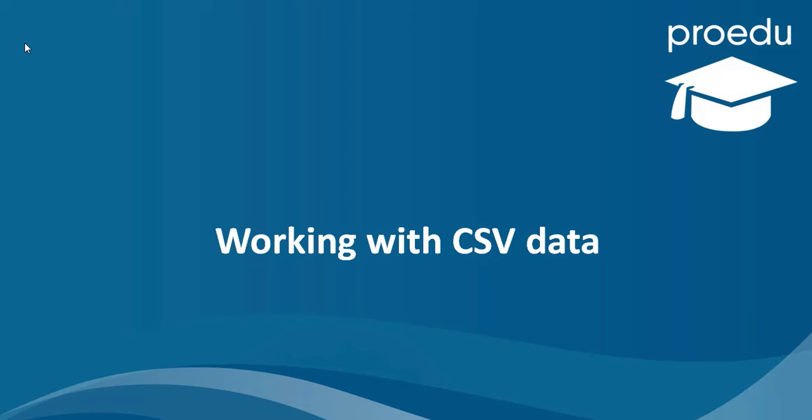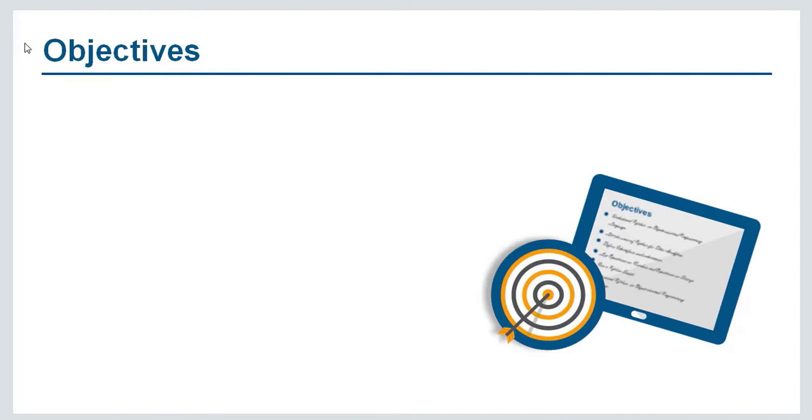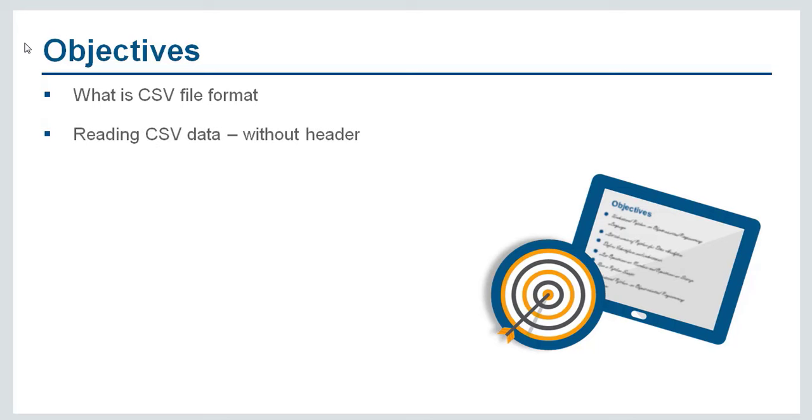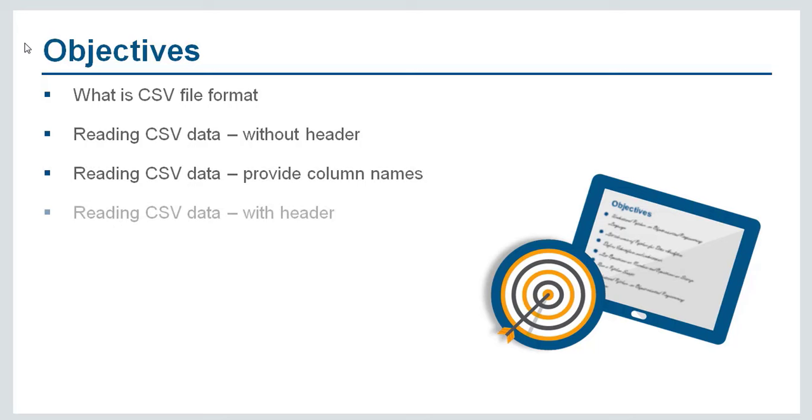Hi all, in this lecture I'll tell you how to work with CSV data in Spark SQL. Let's talk about the objectives now. In this lecture we will understand what the CSV file format is. First of all, we will be reading CSV data without a header, and we will be providing the column names using the Spark SQL API. Then we will be reading CSV data with a header.